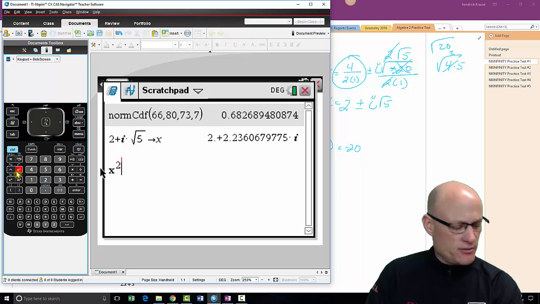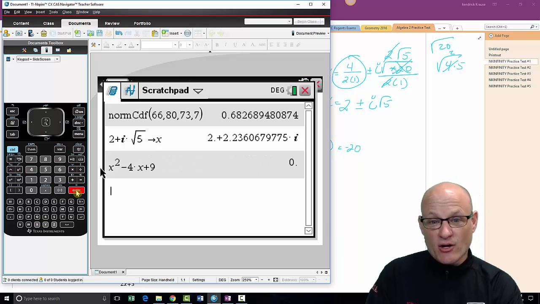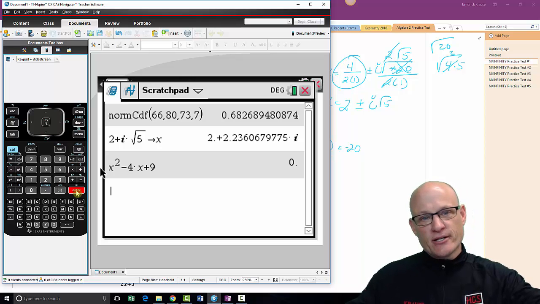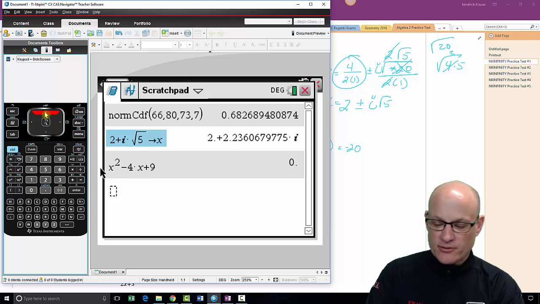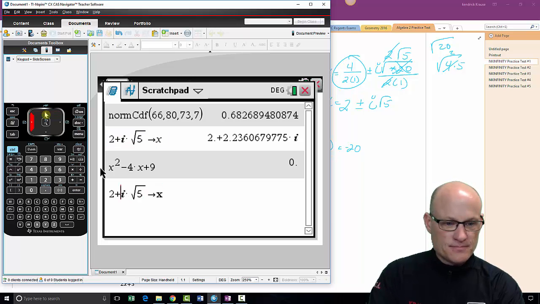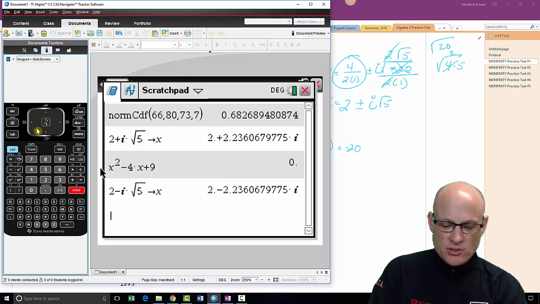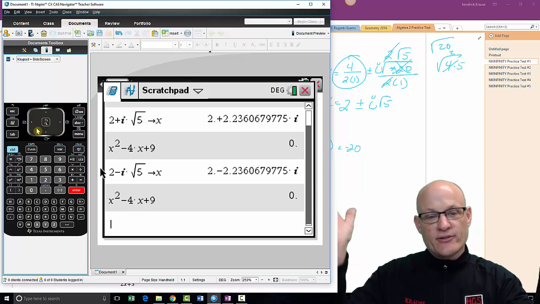x squared minus 4x plus 9. And I hope to get 0. 0. There it is. Done. Now I can do the negative as well. Ding, ding, ding, ding. Enter. I don't want to retype that. Just put minus in. Hit enter. Go up here. I better get 0 with this one as well. There it is. 0. There's the answer.